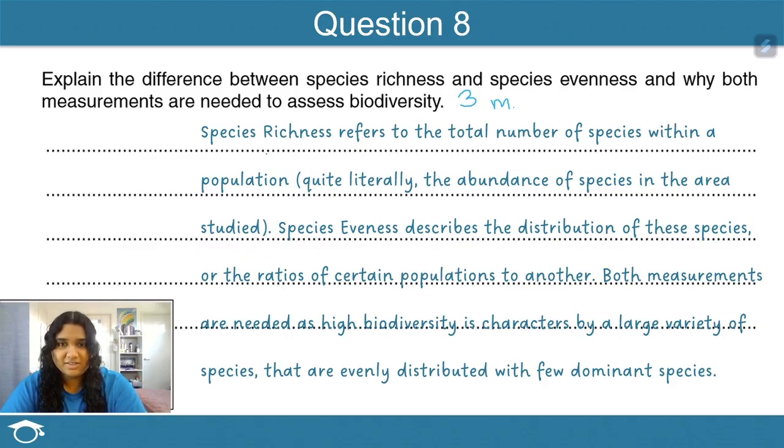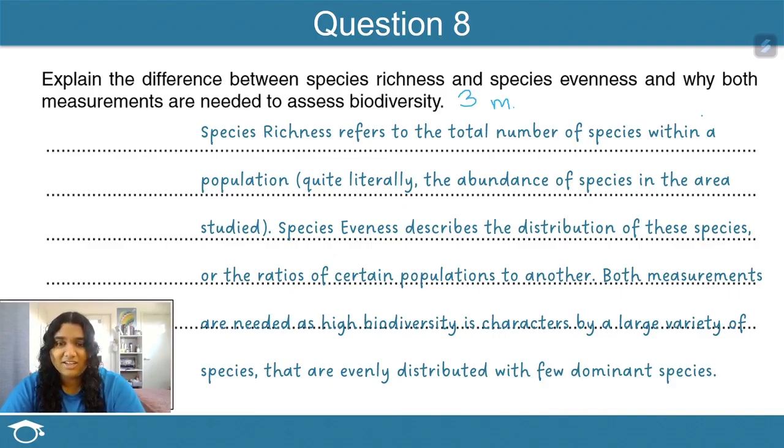Species richness refers to the total number of species within a population, so quite literally the abundance of species in the area being studied. Saying that definition, number 1, is going to get you your first mark. Species evenness describes the distribution of these species or the ratios of certain populations to another. That right there is going to give you your second mark.